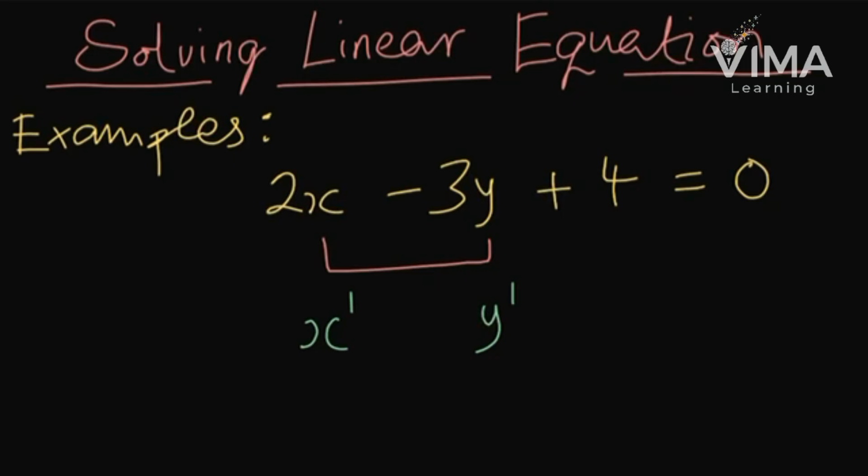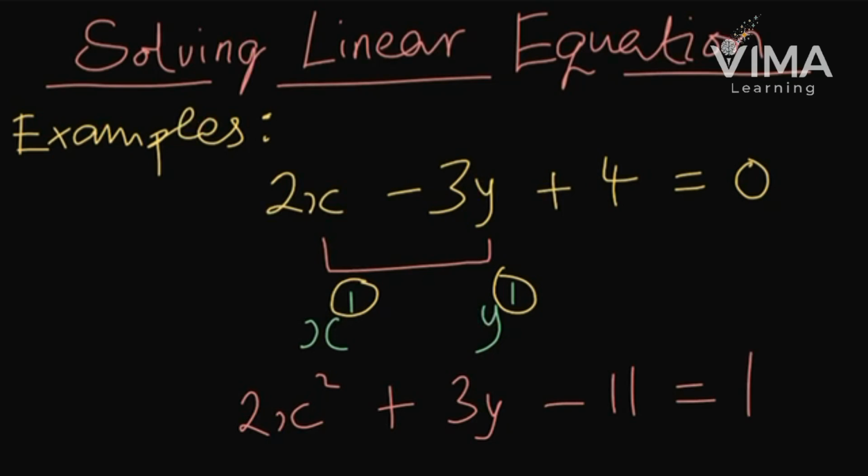So in a linear equation, the highest power of its variables cannot be greater than 1, as opposed to an equation such as 2x squared plus 3y minus 11 equals 17. Now, in this equation, you can see that one of its variables has a power higher than 1, x squared. So this cannot be a linear equation.